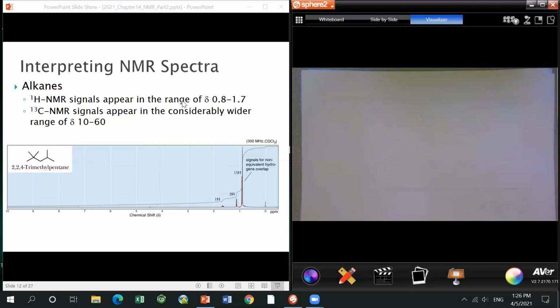We do it one by one. First, from alkane, the hydrogen is pretty low. From the proton number, it is 0.8 to 1.7.